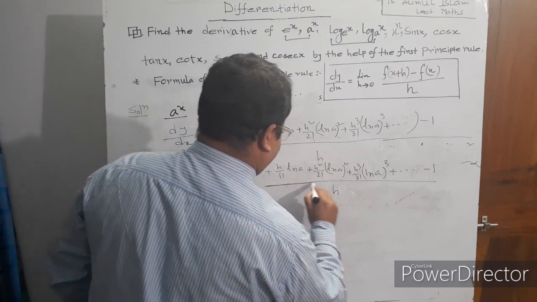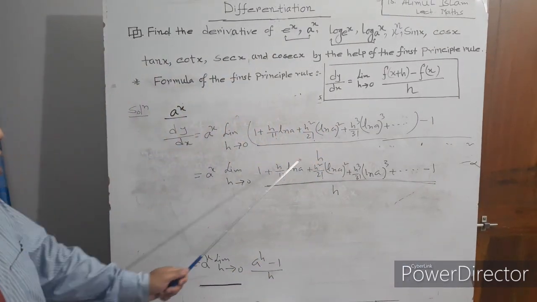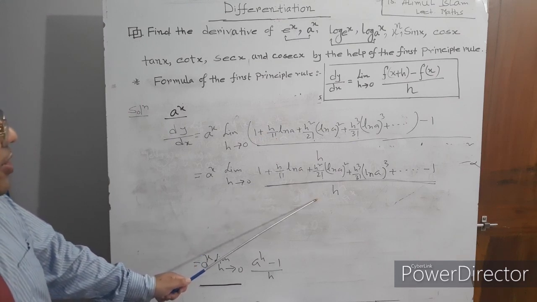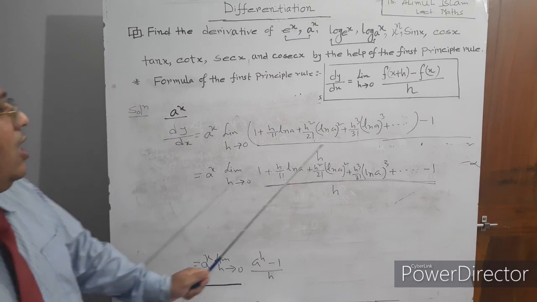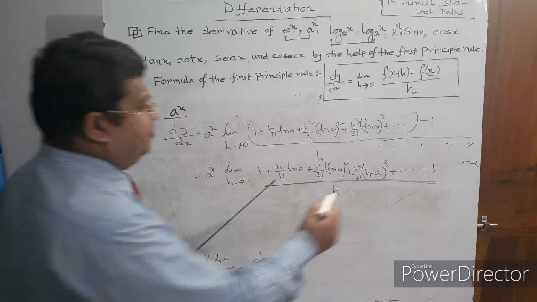You understand, everybody? Are you clear? Here is h also here. Yeah, h is in here. This plus 1 and minus 1, it is cancelled. Do the cancel.